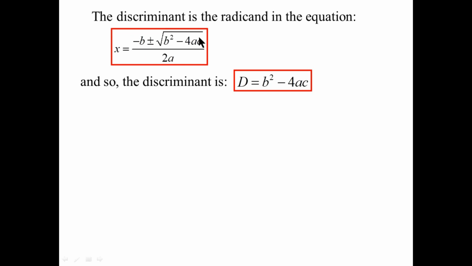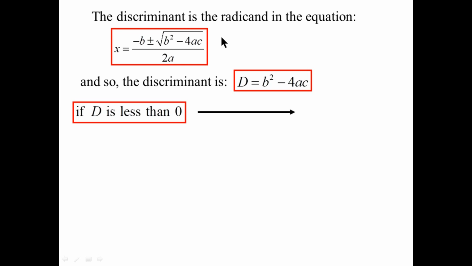Because if the discriminant, this radicand, is less than 0, if D is less than 0, this tells us that we're trying to take the square root of a negative, and that can't happen. So if the discriminant is less than 0, we know ahead of time that that quadratic will have no real roots.